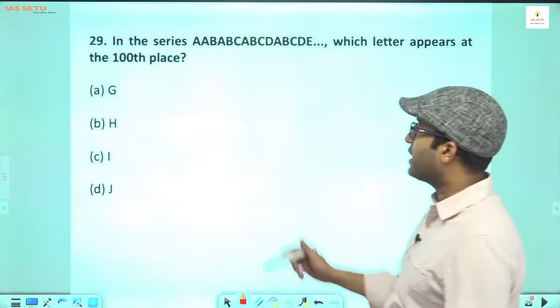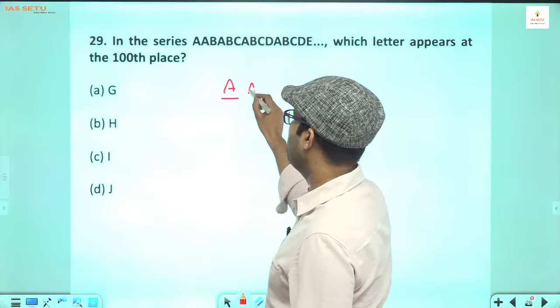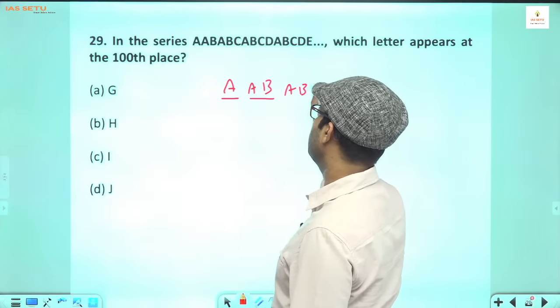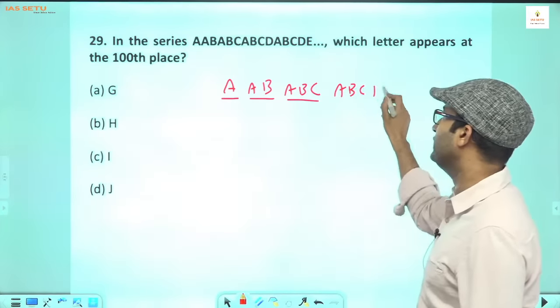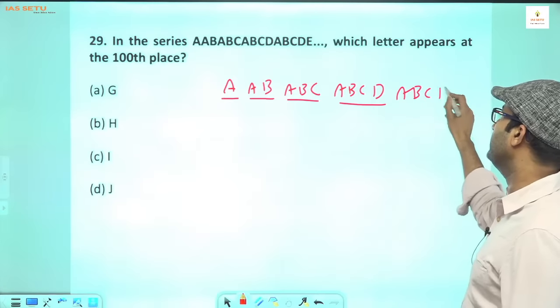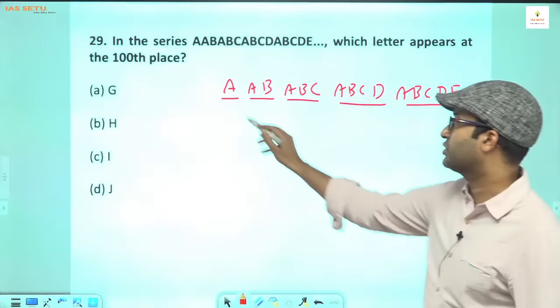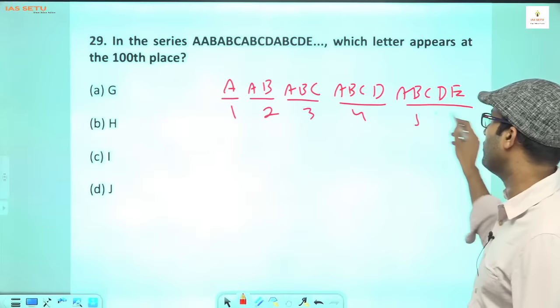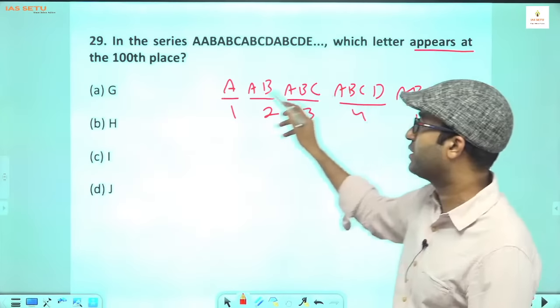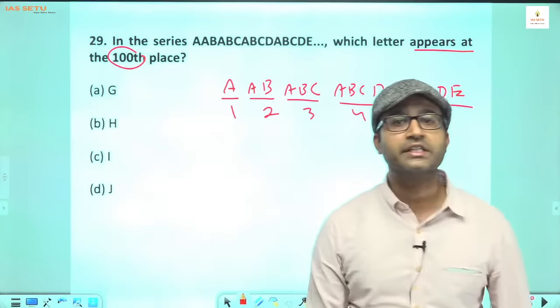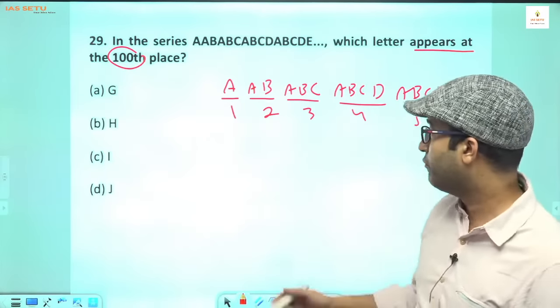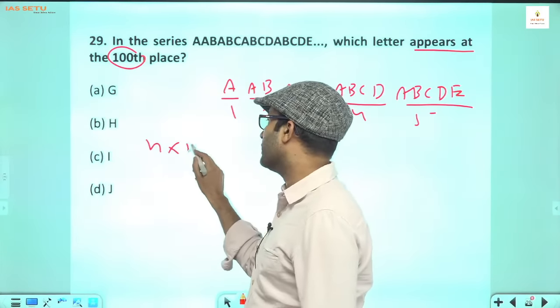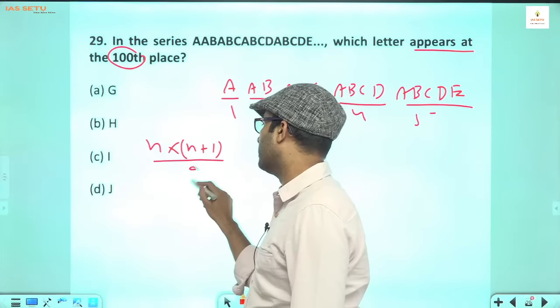Question number 29. If there is a series A B, A B C, A B C D, A B C D E and so on. So this is 1, 2, 3, 4, 5 and so on. Which letter appears at the 100th place? This is hit and trial. So the sum of the first n natural numbers, n into n plus 1 divided by 2, will help you.